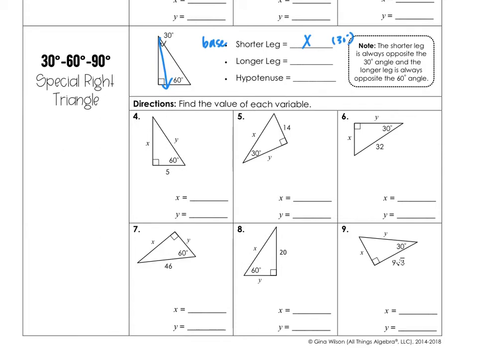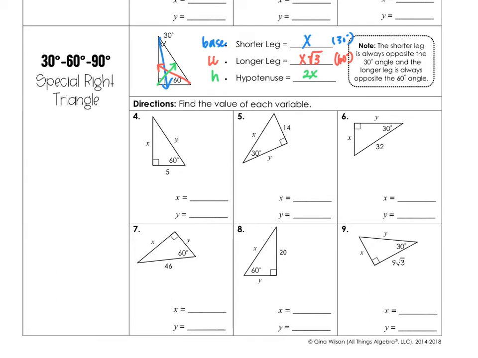Our longer leg is always across from the 60-degree angle. So this is our longer leg, and I'm going to use LL for that, and it's across from the 60-degree angle. The formula for that is X root 3. And then our hypotenuse, which is always, always, always across from the right angle, is 2x. So 2 times the base. I'm going to use h for hypotenuse anytime I write it down.